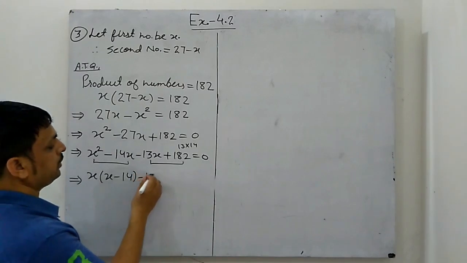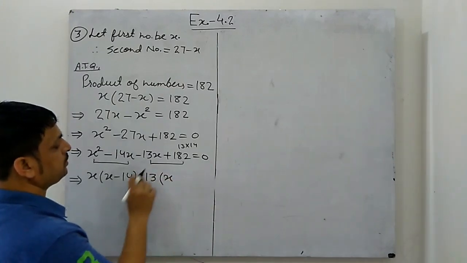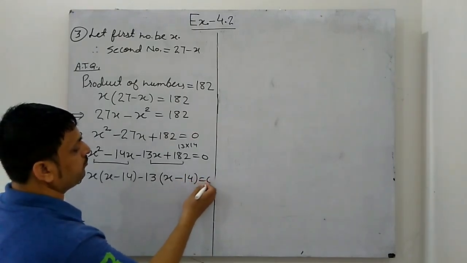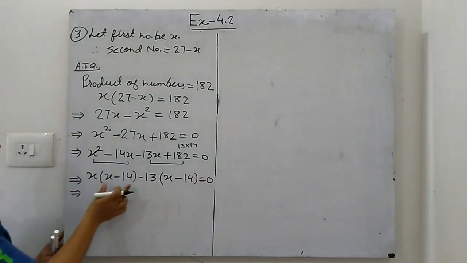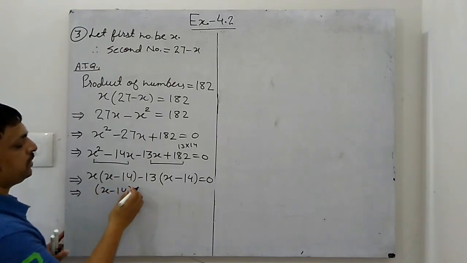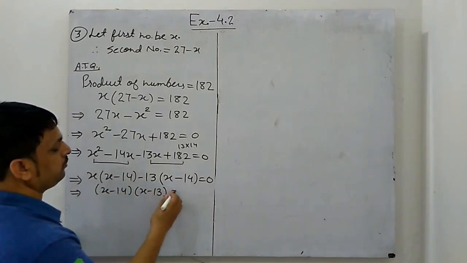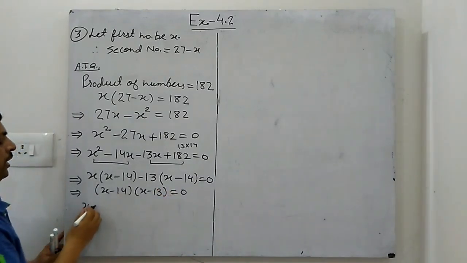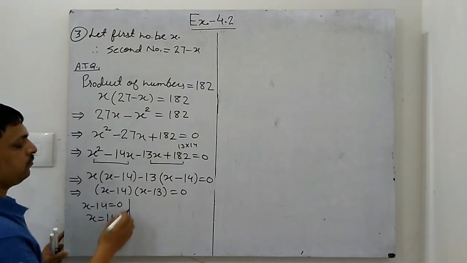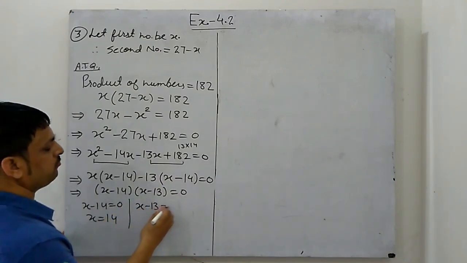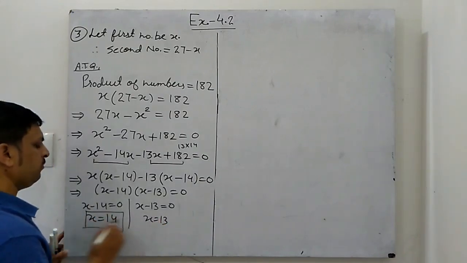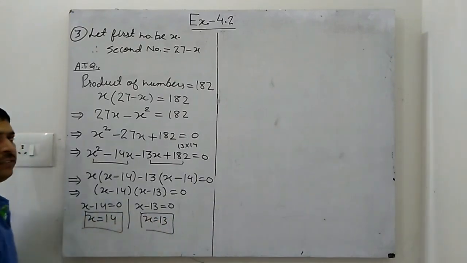So 13 is common, remaining will be x, we have taken negative as common, so it will be minus 14 equal to 0. x minus 14 and remaining will be x minus 13. x minus 14 times x minus 13 equal to 0. x minus 14 equal to 0, so the value of x will be 14. x minus 13 equal to 0, so the value of x will be 13. That means we can say the numbers are 14 and 13.